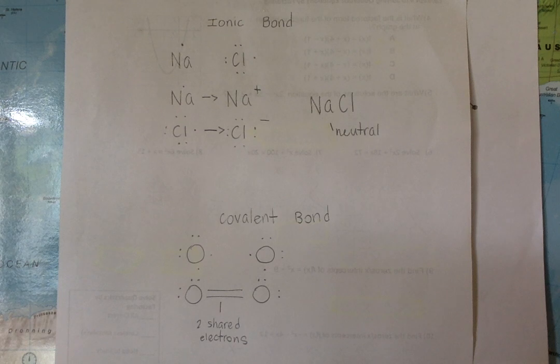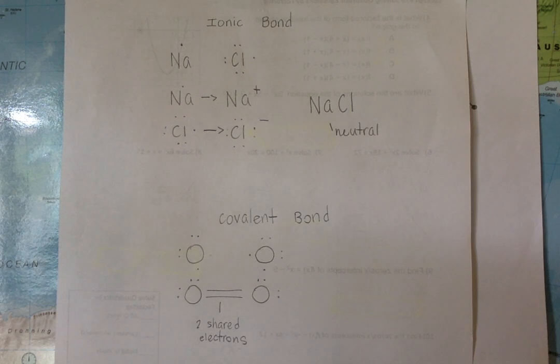A covalent bond is a bonding between 2 nonmetals. So oxygen is a nonmetal. And they form molecules, which are groups of atoms joined together by covalent bonding. A covalent bonding structure is a network solid. An example of a network solid is a diamond.